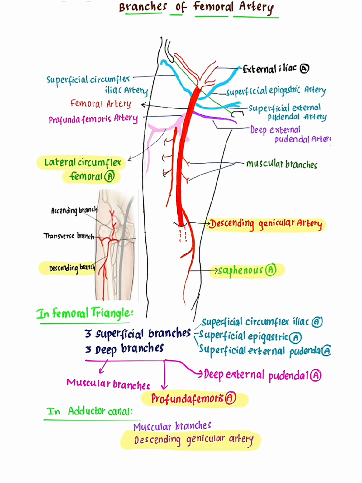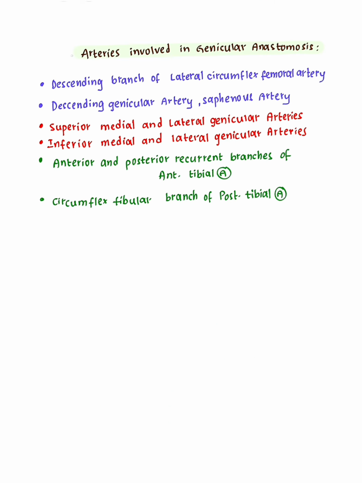Femoral artery gives profunda femoris artery, which gives lateral circumflex femoral artery, which gives descending branch. Descending branch of the lateral circumflex femoral artery is involved in genicular anastomosis.